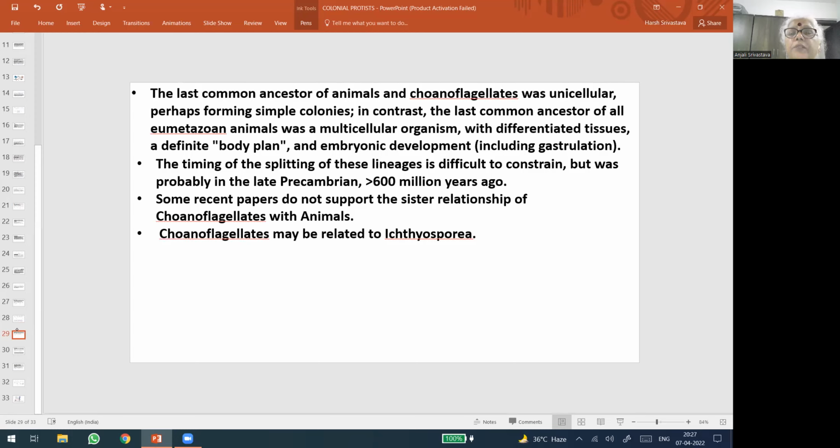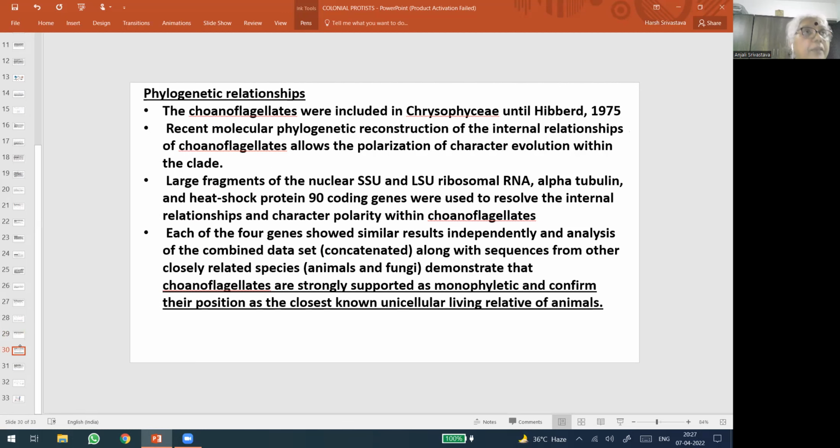The last common ancestor of animals and choanoflagellates was unicellular, perhaps forming simple colonies. In contrast, the last common ancestor of eumetazoan animals was a multicellular organism with differentiated tissues, a definite body plan, and embryonic development. This is also very interesting to know. This theory has also been supported at the embryonic level, assuming that these multicellular collar structures might have assumed the shape of a cellular layer. The choanoflagellate common ancestor theory of multicellular evolution is supported by embryological studies also.